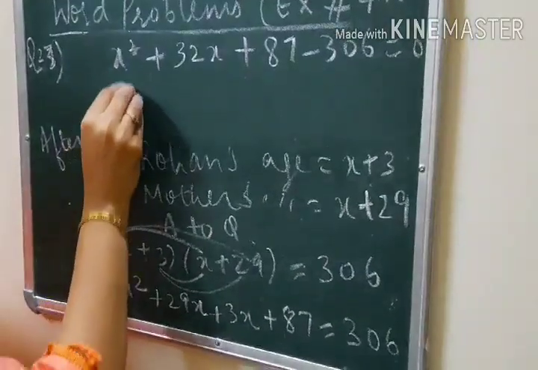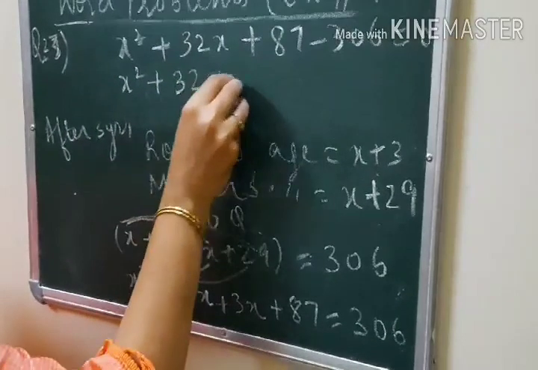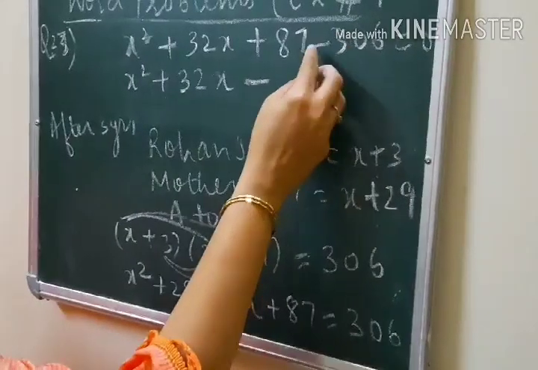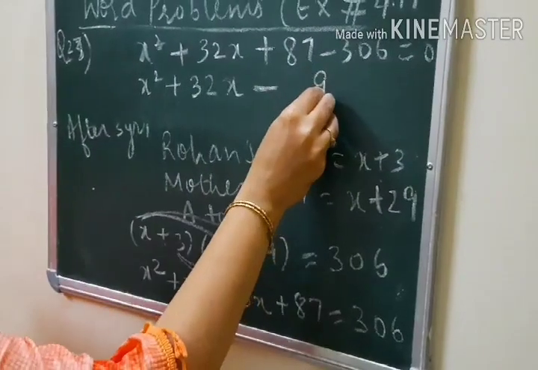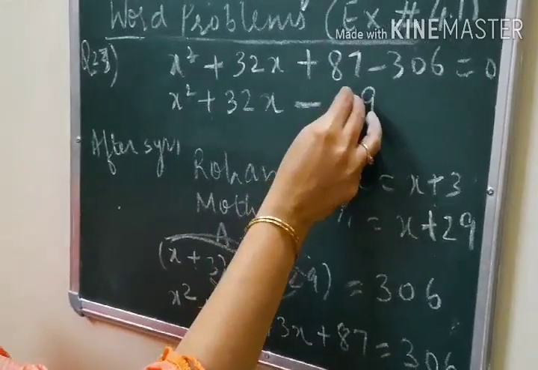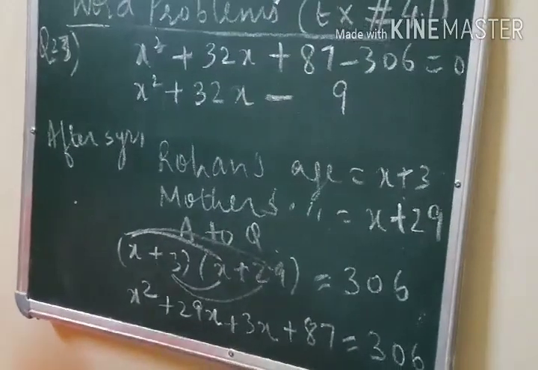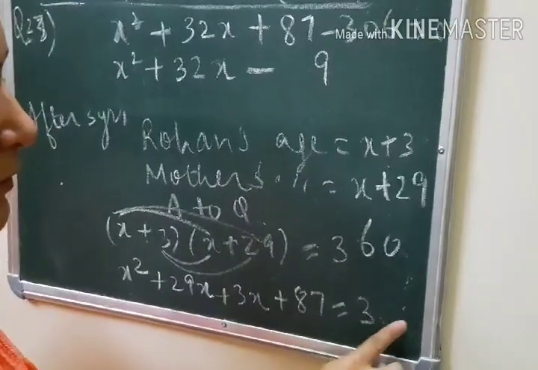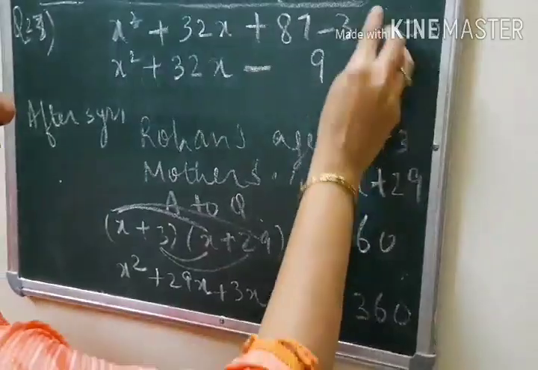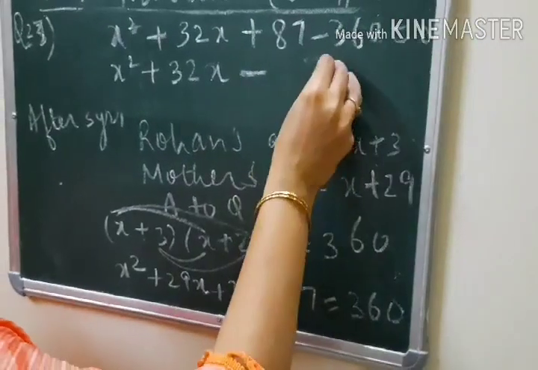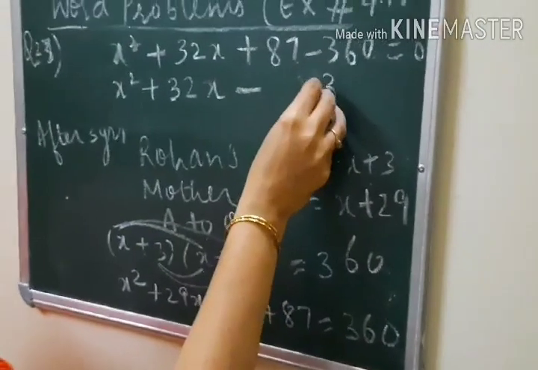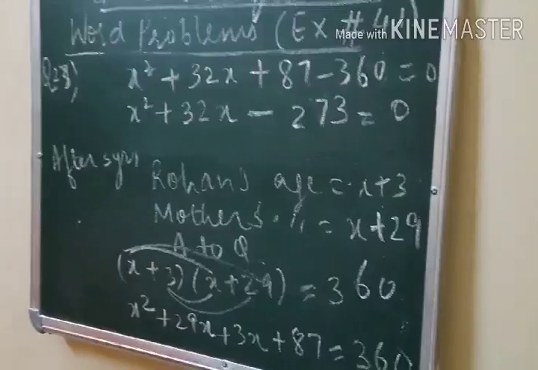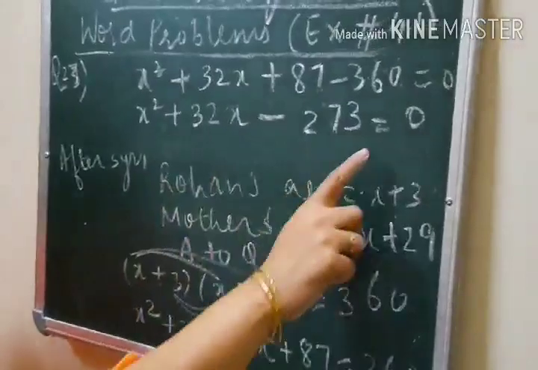So it will be x square plus 32x minus, when you solve it, 360 minus 87 is 273, it is not 306, it is 360. I'm so sorry. It is 360 given in the question. So your answer will be x square plus 32x minus 273 equal to 0. So this is your quadratic equation.